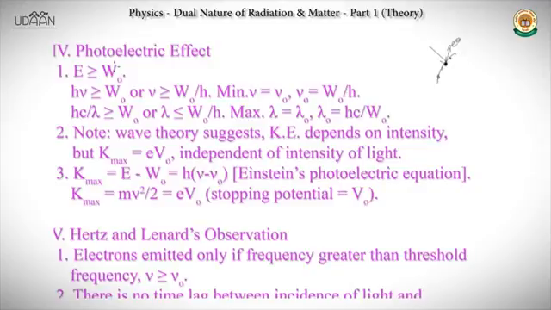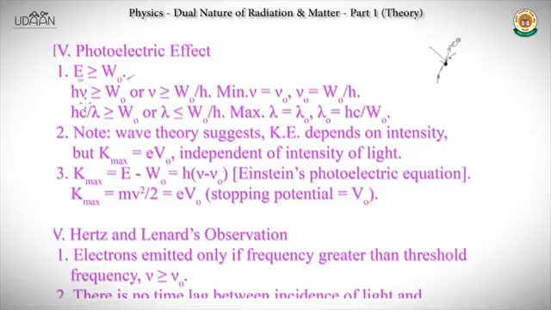So these are the formulae related to it. Firstly, we have E greater than or equal to W naught. E is the energy given by the photon, and W naught is the work function, as we all know. So energy must be greater than or equal to the work function, otherwise there is no photoelectric effect going to take place.